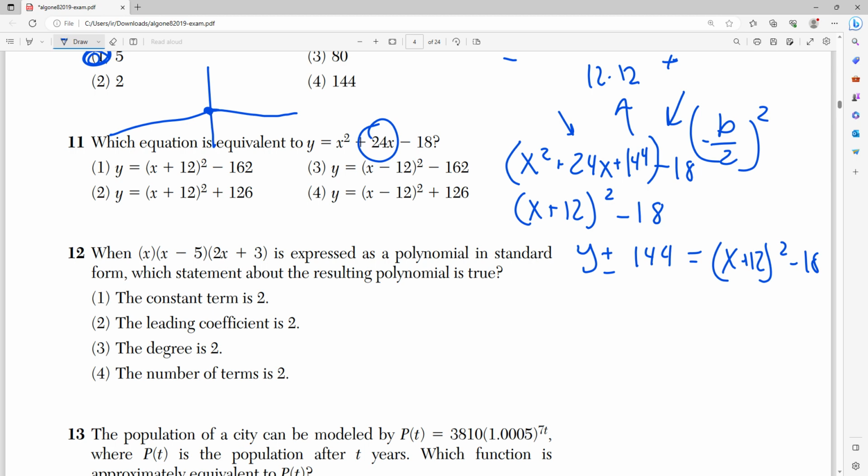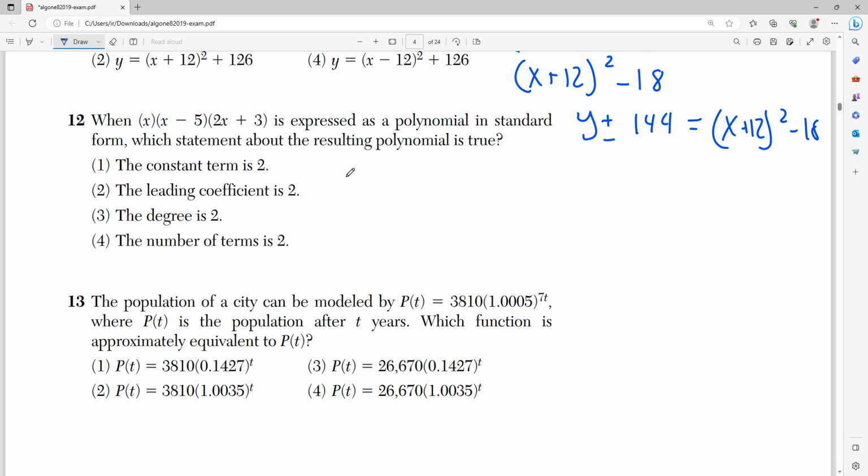Negative 18 minus 144 is equal to negative 162. That's going to give you the answer. So remember, for completing the square, it's going to be b over 2 squared, right? You're going to add that to your b value. You're going to ignore your c value. You're going to add it on both sides, and then you're going to subtract it from both sides. That's all you have to do. It's not that hard, right?